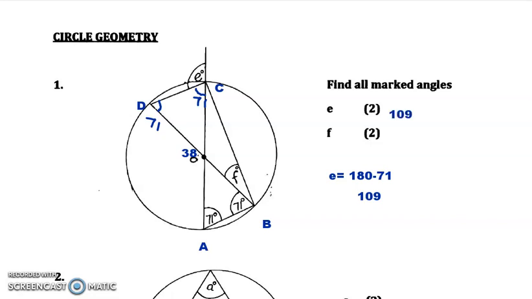We'll move on to finding angle F. As you know, a diameter subtends an angle of 90 degrees on the circumference. The angle DCB is 90 degrees and then the angle BDC is 71 degrees. To find angle F, we'll say 180 minus 71 minus 90 degrees. Therefore, angle F is equal to 19 degrees. So we'll put our 19 over here, and we would have found all the angles for this particular circle. We'll move on to number 2 after we are done with this one.